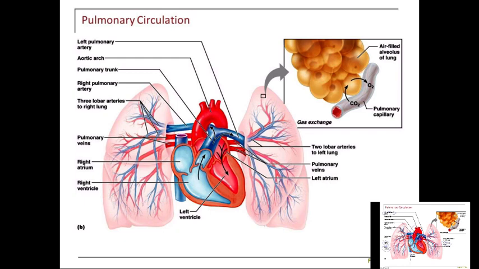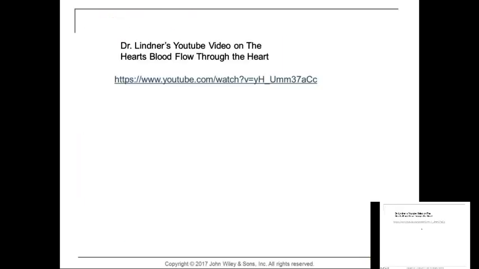Okay, there's going to be a video that I'm going to show of me just drawing out the blood flow through the heart. So let's take a look at that. I think that may be coming up here. Let's see if we could take a look.